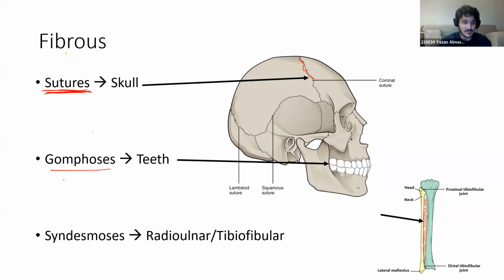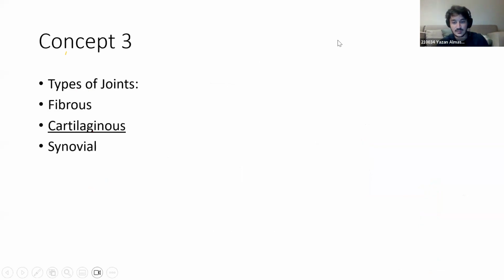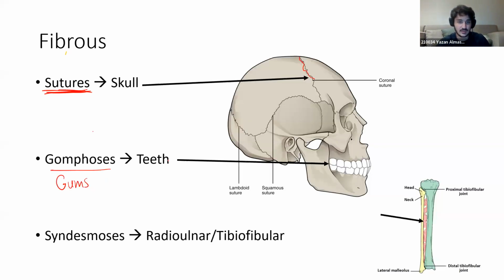Do you guys know what the gums are? Have you heard of the gums? Yeah. The gums are the ones above the teeth. So gomphosis, it's easy to relate it to the teeth. The example for it is the teeth. So this is another type of fibrous joint. Okay. And then we have syndesmosis, which is this one.